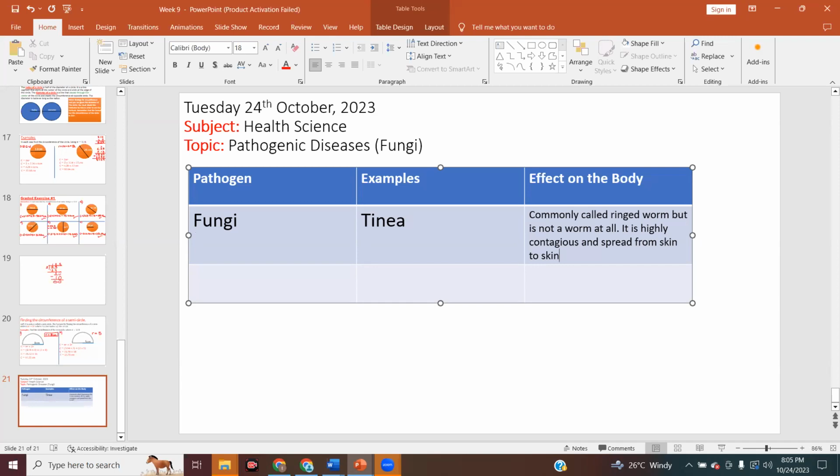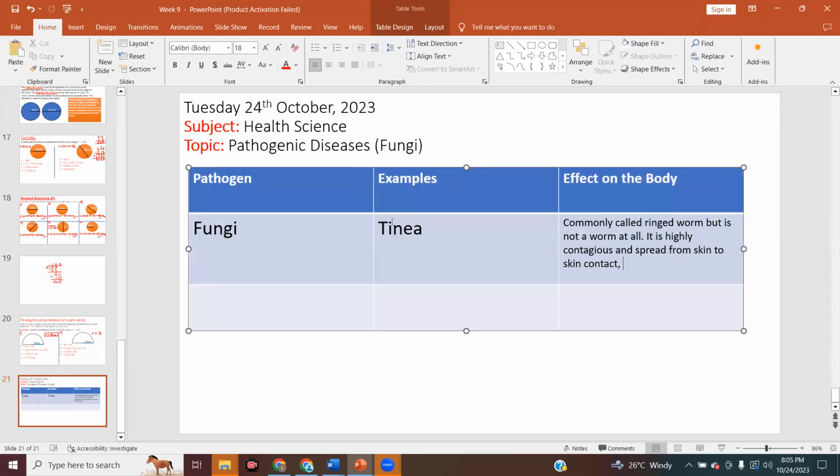So that means children commonly get it because they always play with dirty things, like dirt. That's one of the ways you can get it. Once you come in contact with this fungus, you can get it. Also, if you are touching someone who has it, especially the spot where it is, it could transfer to you.